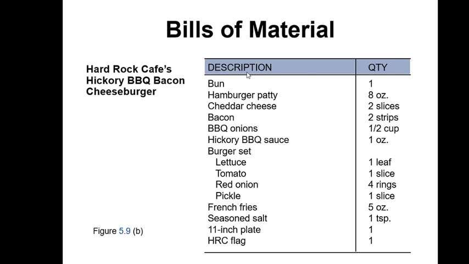Okay, this is the description as an example, and here we have the quantity. For example, you need one bread, 1 pan. Okay, 1 slice. Quantity is 1. Hamburger patty, you need 8 ounces. Cheddar cheese, you need 2 slices for 1 burger. Bacon, for example, you need 2 strips. Okay, barbecue onions, you need 1/2 cup, let's say. Sauce here, barbecue sauce, you need 1 ounce. Lettuce, this is the burger set, of course. 1 leaf, tomato, 1 slice, red onion, and so on.